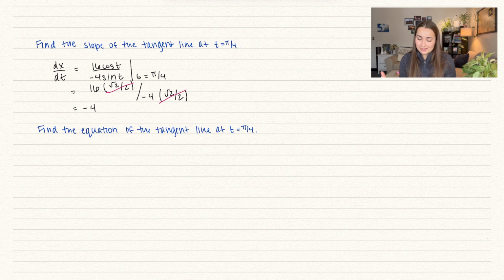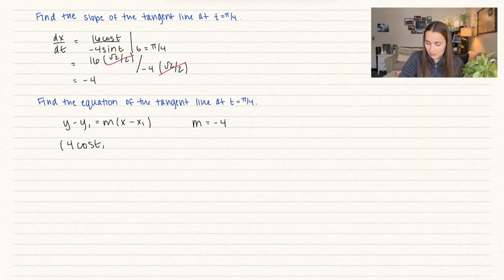Another type of question we might see is find the equation of the tangent line at t equals pi over 4. So the first thing with finding a tangent line is we can remember the point slope form. Y minus y1 equals the slope times x minus x1. So in this case, our slope we already found was equal to negative 4. We already did that step. Now, the other thing we need is an actual point. And so we have to plug into our x and our y values. So we have 4 cosine of t, and we have 16 sine of t. And we're going to go ahead and plug in pi over 4.